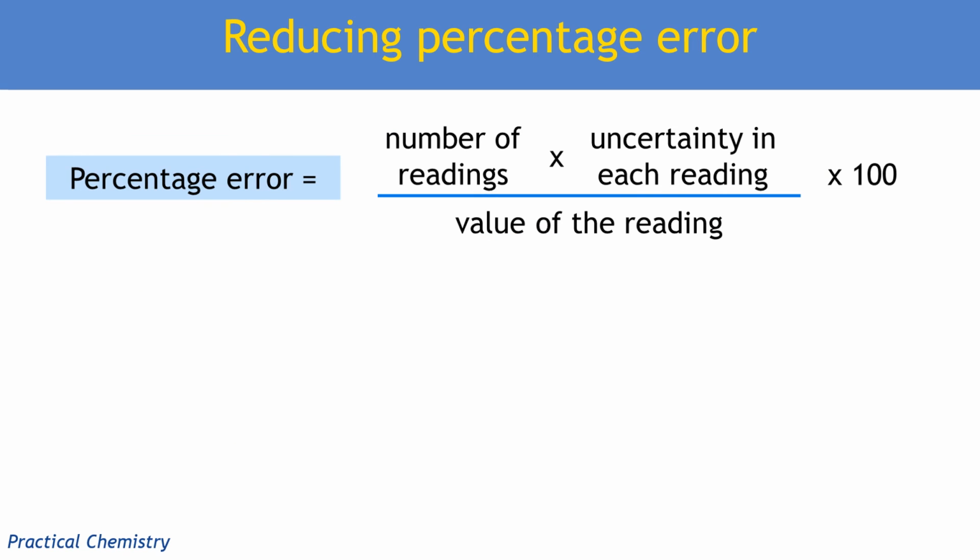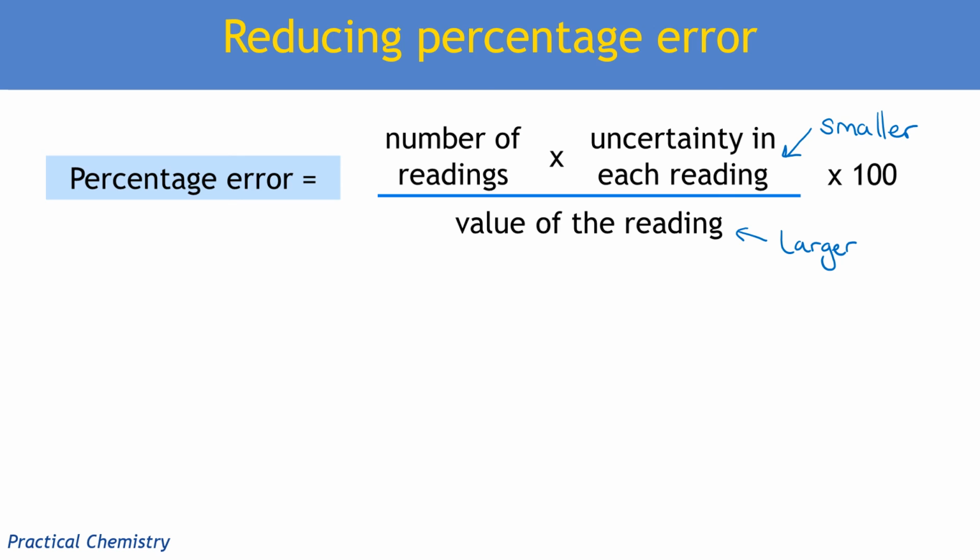Finally, there is one other way that we can think about reducing percentage error. So previously we've been looking at making this value smaller. So if I change, for example, from a measuring cylinder to a pipette, then I'm reducing the uncertainty in the reading. The other thing I can think about is, is there a way that I could make the bottom of this fraction larger? Is there a way I could increase the value of the reading that I record? Now you might be thinking, well, how do I do that? Because that's my dependent variable. That's the thing that I'm measuring in the experiment. So how on earth would I make that bigger?